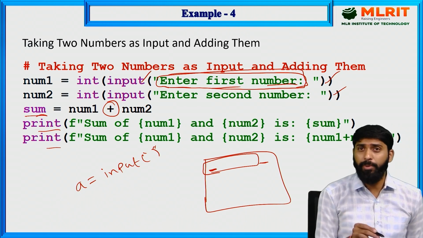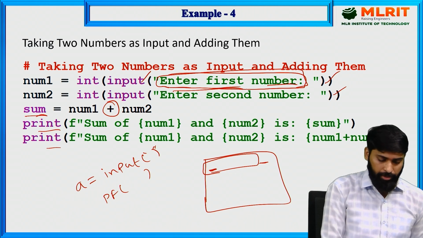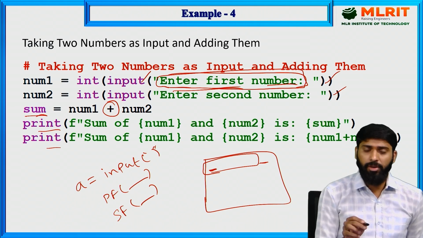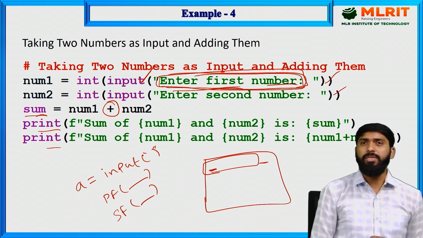But in C programming, first you write one printf function. In this you write enter first number. Then again you are going to write scanf function. But in Python it is very easy. Directly you are going to mention this statement in the input function itself.